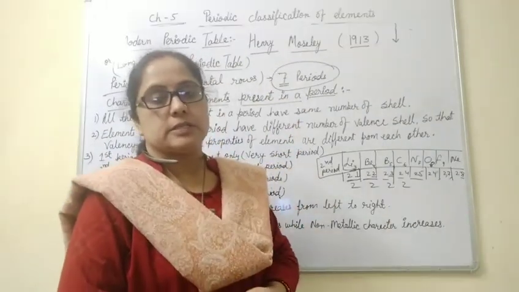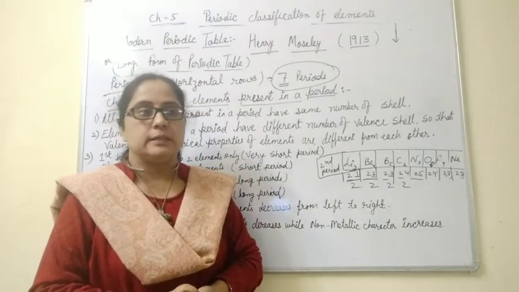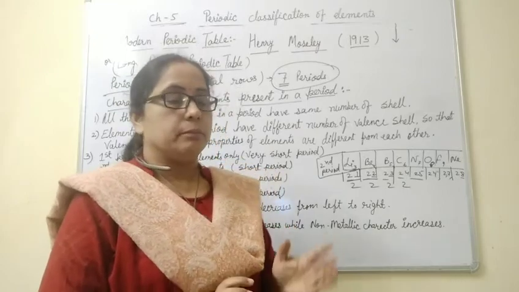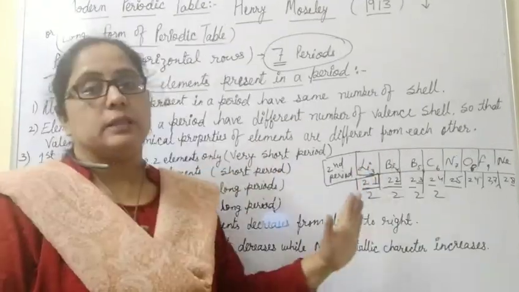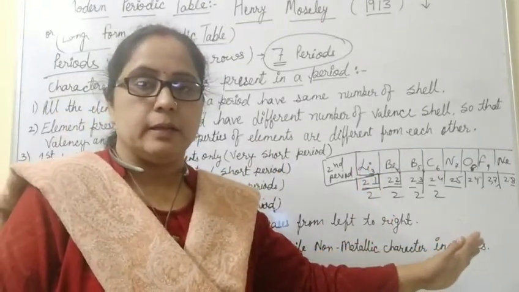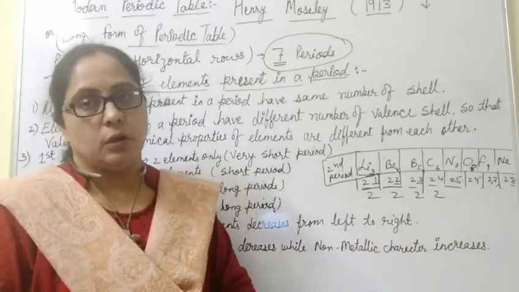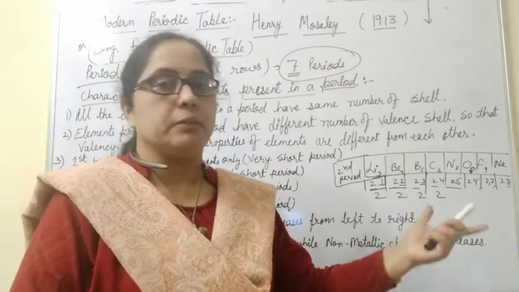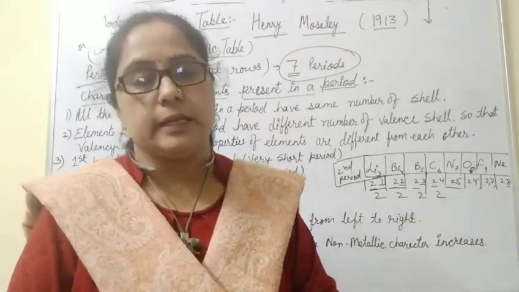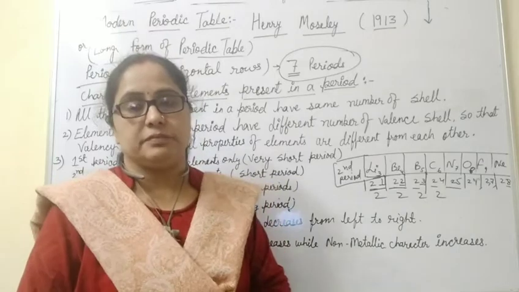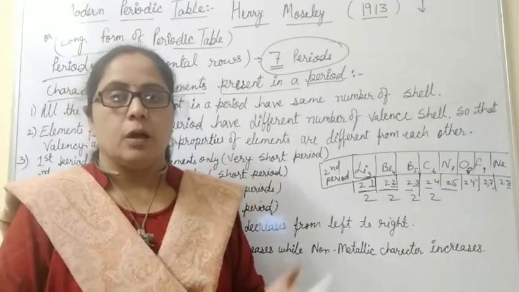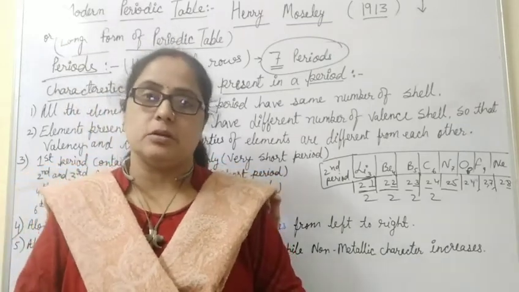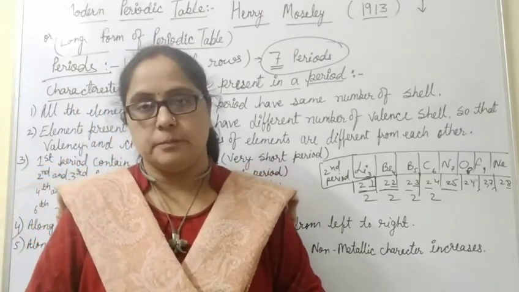It means the first and second groups are metals, groups 3 to 12 are also transition metals, but when we are moving to the right side of the periodic table, mostly we get non-metals. It means metallic character decreases and non-metallic character of elements increases while moving from left to right in a period. On the basis of this discussion, we can say what the advantages of the modern periodic table are.